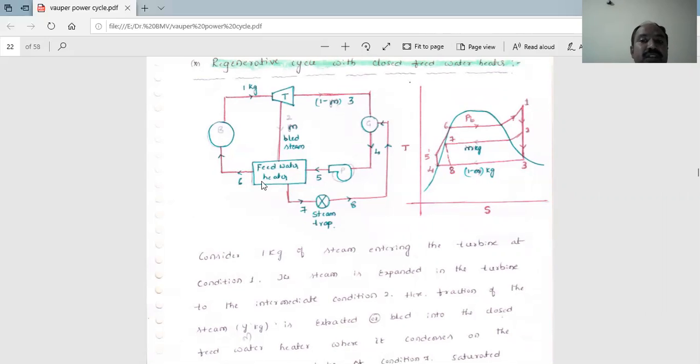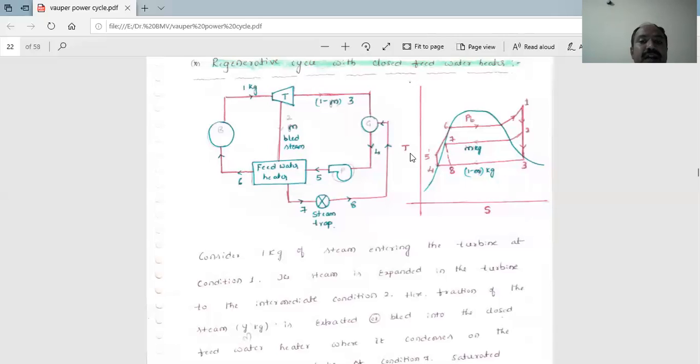Then at stage 6, the condensed fluid is passed on to the boiler as liquid water. In this boiler once again we are supplying heat, which produces superheated steam. This cycle is repeated. Okay, this is the simple mechanism existing in the regenerative cycle with closed feed water heater.